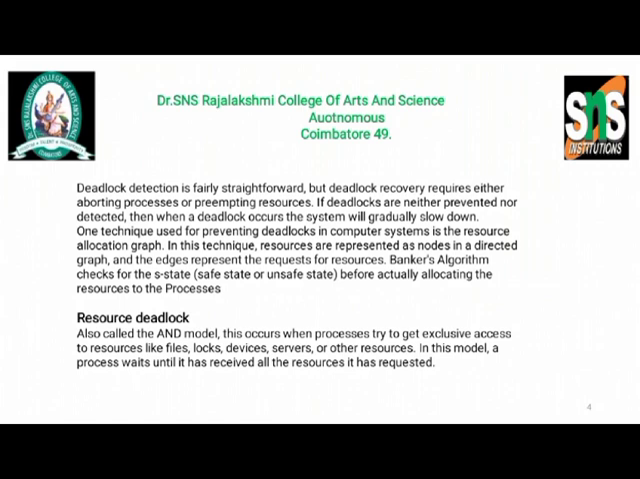Deadlock reduction is a fairly straightforward technique, but deadlock recovery requires either aborting the process or preempting the resource. If deadlocks are neither prevented nor reduced, then deadlock occurs and the system will gradually slow down. One technique used for preventing deadlock in a computer system is the resource allocation graph, that is RAG. In this technique, the resources are represented as nodes in a directed graph, and the edges represent the requests for resources. The banker's algorithm checks for safe states before actually allocating the resource to the process.